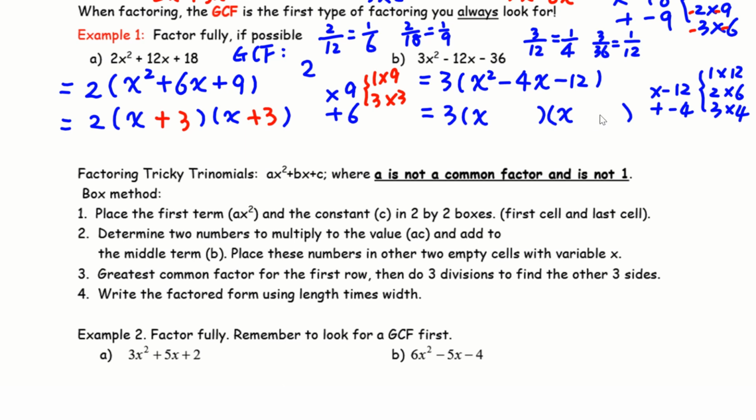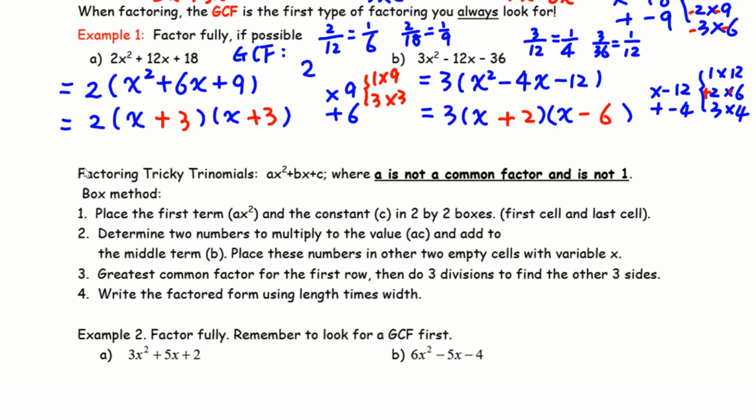Then 2, 6, the difference is 4. So the larger number will be negative. And the times together is negative, so 1 negative, another one will be positive. So plus 2 minus 6. You could double check, 2 times -6 gives you -12. 2x minus 6x gives you -4x, so it works. This one, 3 times 3, 9, 3x plus 3x is 6x.